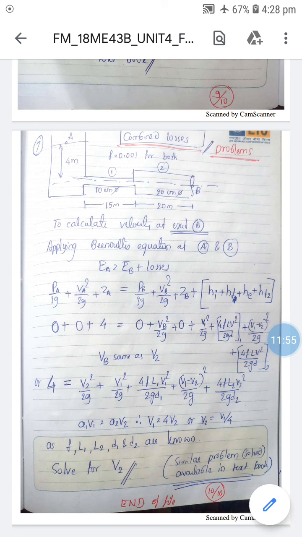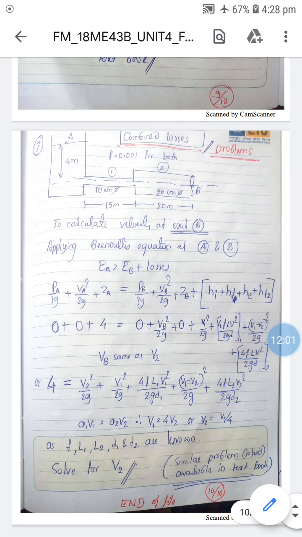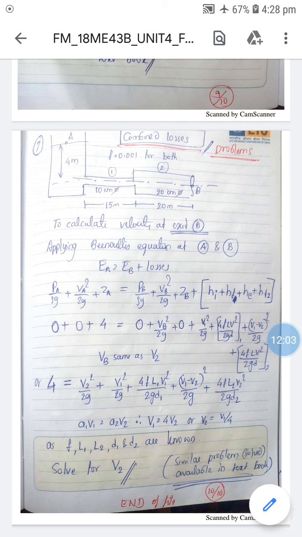Now using the continuity equation, you can convert one velocity in terms of the other. If I use A1 V1 equal to A2 V2, as the pipe diameter is doubled, the velocity is reduced by 4 times. So V2 is V1 by 4, or V1 is equal to 4 V2. If you substitute this continuity relation in the above equation, it turns out to be an equation with a single unknown, and one equation, one unknown you can always solve. Once the velocity is known, you can calculate the discharge.